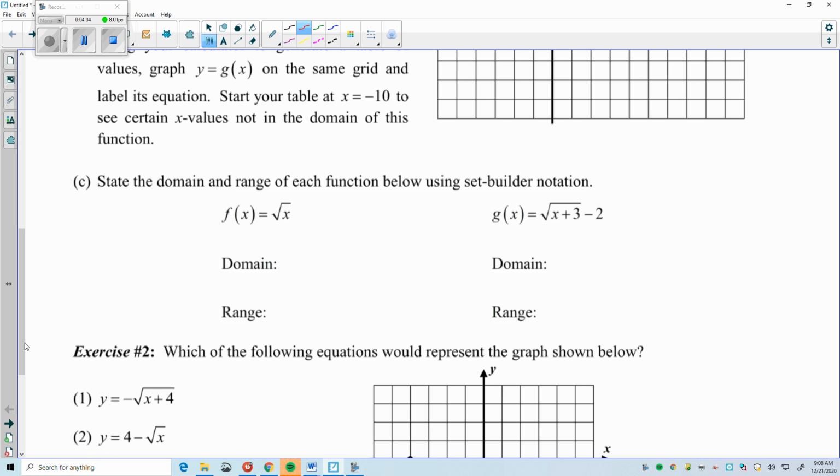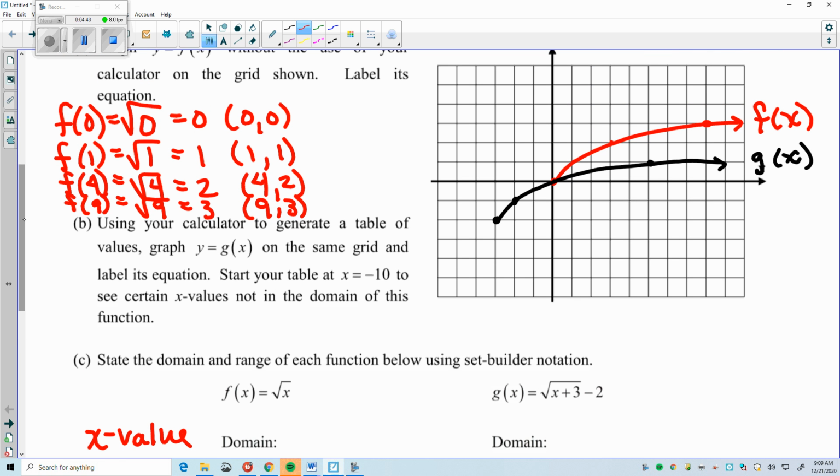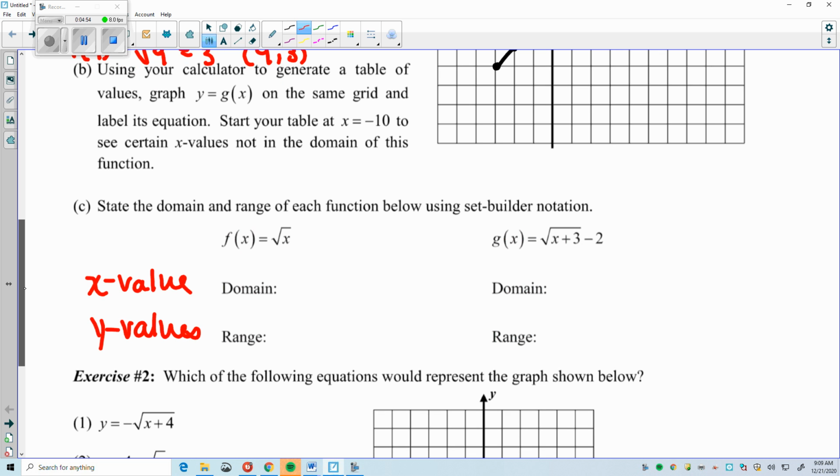Domain, remember, is going to be your x values, and range is going to be your y values. If I go back up to the graph and look at the domain for my red function, it looks like I'm not going anywhere below 0, but I can include 0, and I'm going to go all the way out to infinity. So for my domain, using set builder notation, proper set builder notation, remember we get x such that x is greater than or equal to 0.